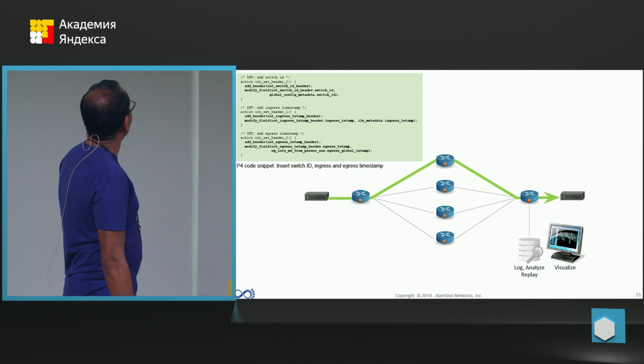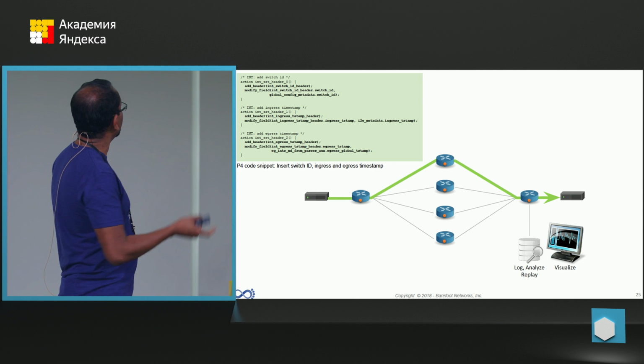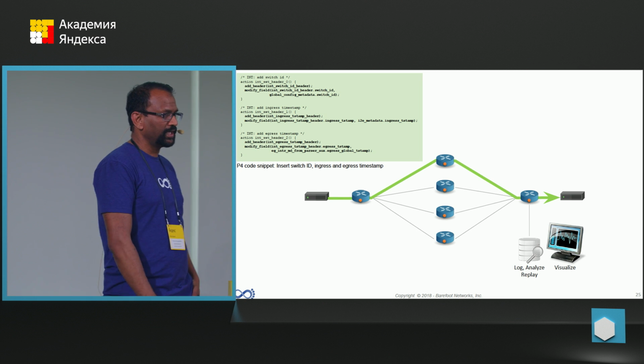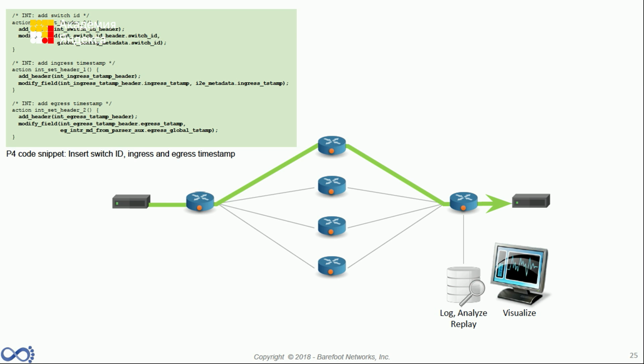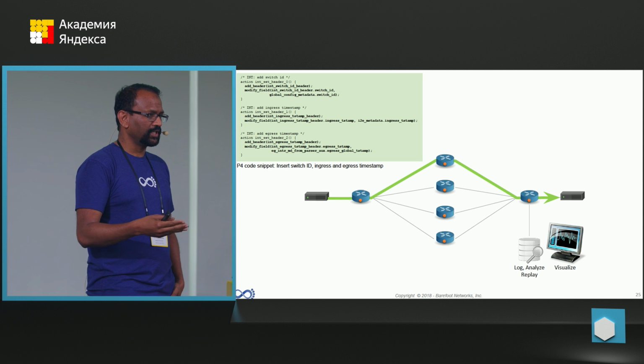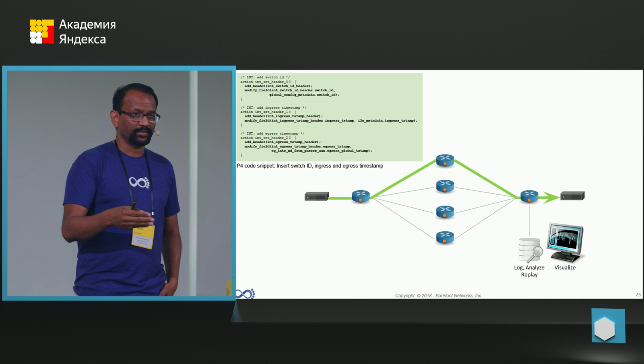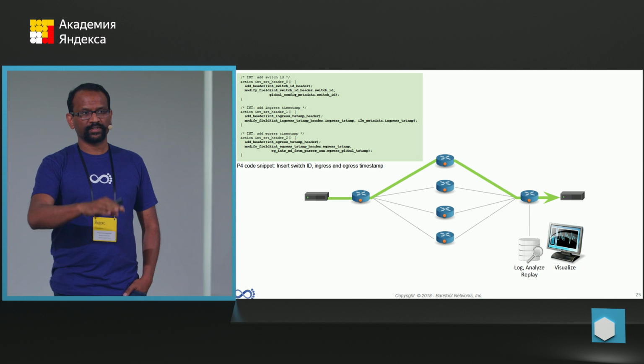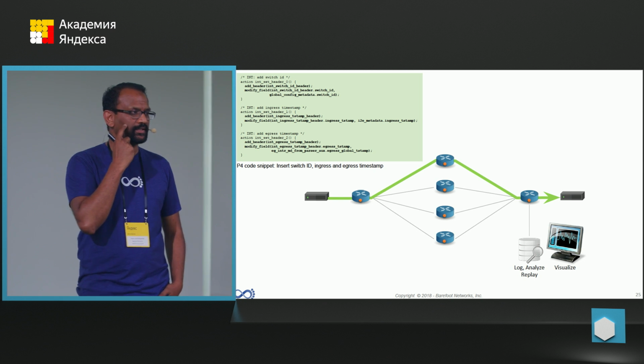Before I go to visualization, this is the P4 code that is used to embed these metadata fields into the packet. It's pretty straightforward. I don't know if you can read it, but it's basically saying add a header with this field. So the field could be switch ID, ingress timestamp, egress timestamp. So you can actually create any header you want, and you can put it in places in the packet that don't disturb other switches that don't understand INT.